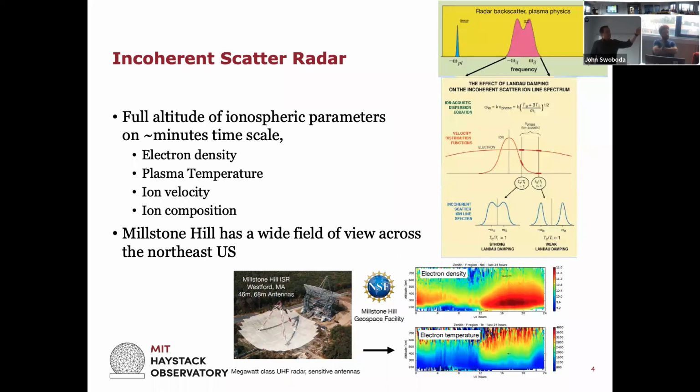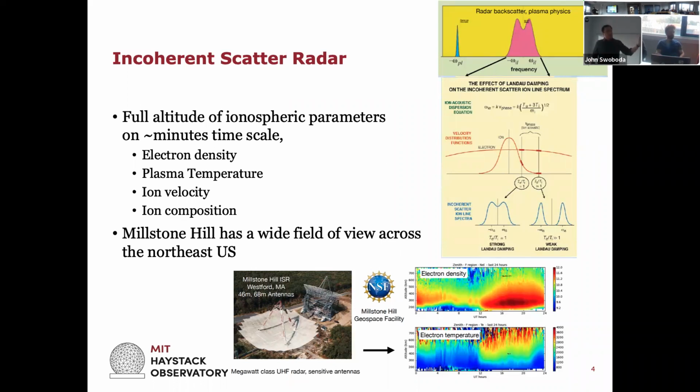This is just a very basic idea of how we're measuring. We're looking at essentially a power spectral density, and from there deriving the plasma parameters. There are a lot of special aspects about the Millstone Hill ISR. We're actually the only incoherent scatter radar in the continental US.